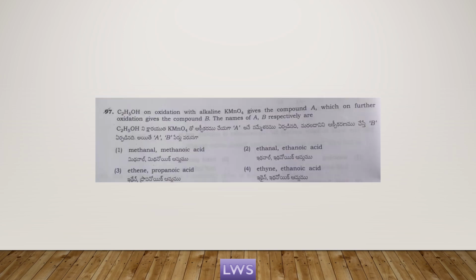C2H5OH on oxidation with alkaline KMnO4 turns into A, and on further oxidation it turns into B. So what are A and B? C2H5OH is ethanol, and when we oxidize ethanol we get ethanal, and if we further oxidize this ethanal we get ethanoic acid, which is nothing but acetic acid. So option 2 is your answer. So when ethanol is oxidized it turns to ethanal, and on further oxidation it turns to ethanoic acid, which is your acetic acid.